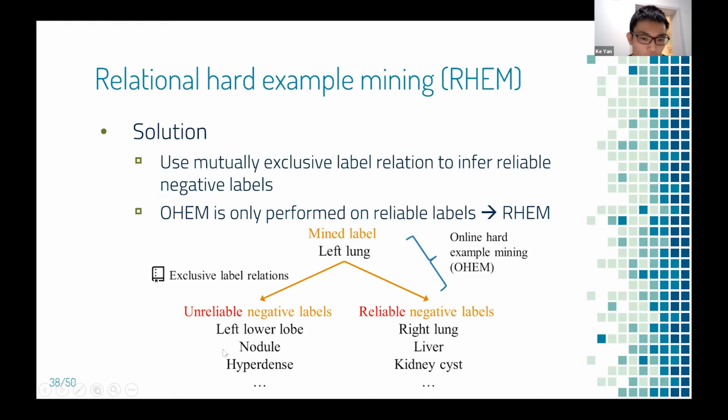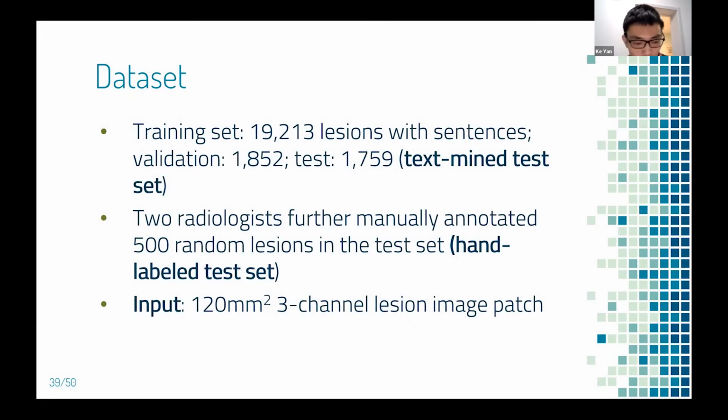However, there are some unreliable negative labels, such as left lower lobe, such as nodule. Although these labels didn't exist in the report, they may be true. So we don't let the network learn these unreliable negative labels. And this inference procedure is based on the exclusive label relations. With this network and this training strategy, we did our experiment on about 20,000 lesions with reports in the DeepLesion dataset.